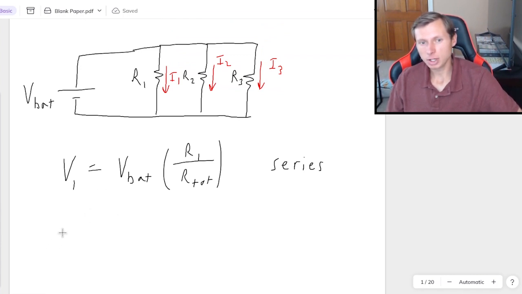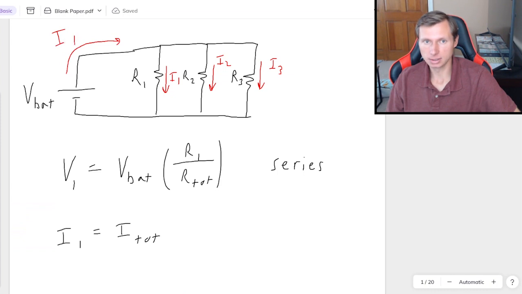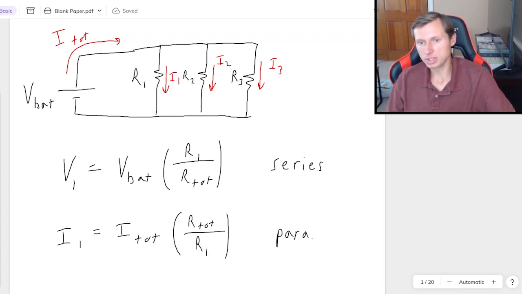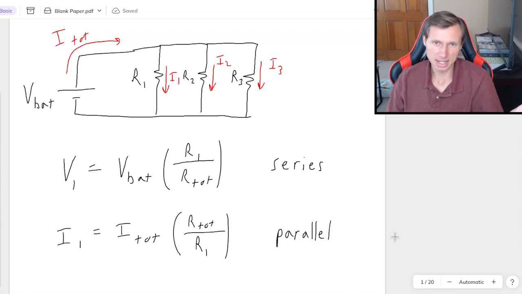If I want to find the current I1, it's going to equal the total current, I total, which is the current, in this case, coming out of the battery. And then times, instead of R1 over R total, you just take the reciprocal, R total over R1. And this only works for resistors in parallel, not series. And obviously, I can do this for either I1, I2, or I3.